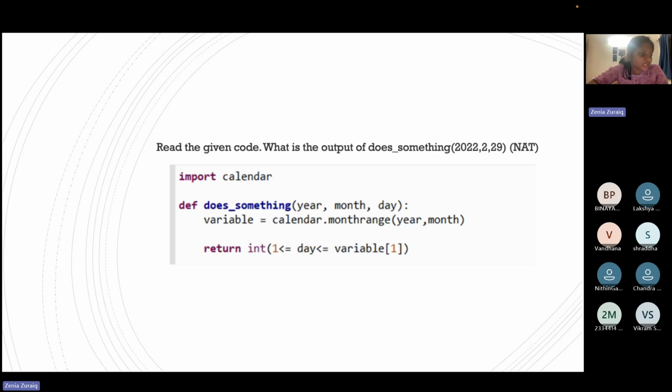Okay, so this is a numerical answer type question, so you have to answer with a number. Here again we have a function, does_something, and they have asked what the output is when I run it with 2022, 2 and 29. Please put your answers in the chat. What is the output of this function when I run it with the input 2022, 2 and 29?